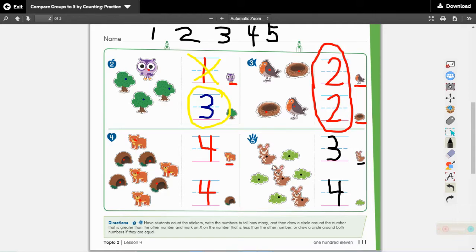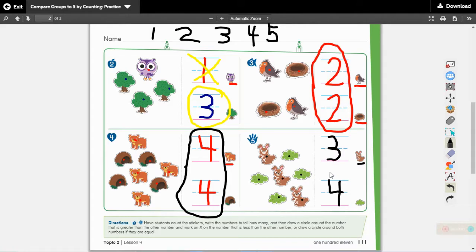Nice job. Now let's look at this 3 and this 4. Over here we had numbers that were the same. And you know what? I forgot to have you guys circle those since they're the same. Go ahead and draw a big circle around those. They are equal, so they are the same.